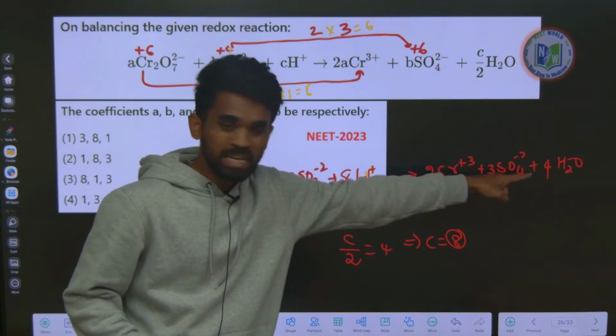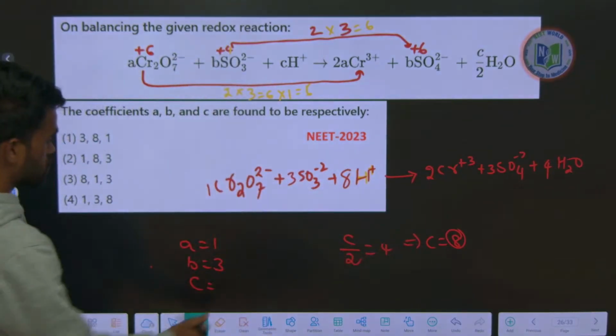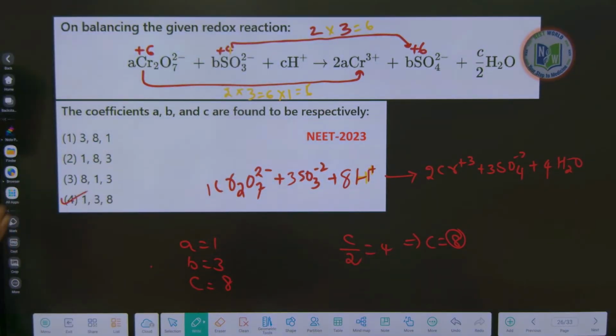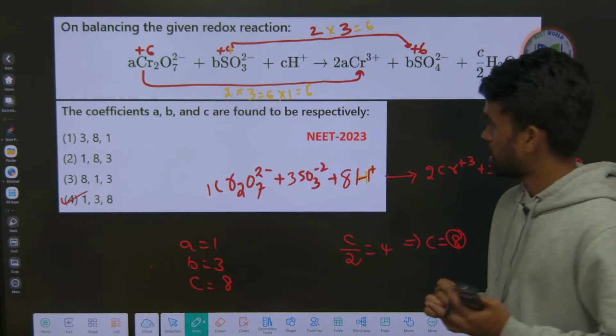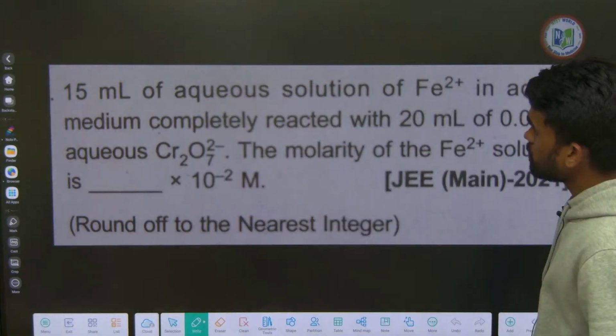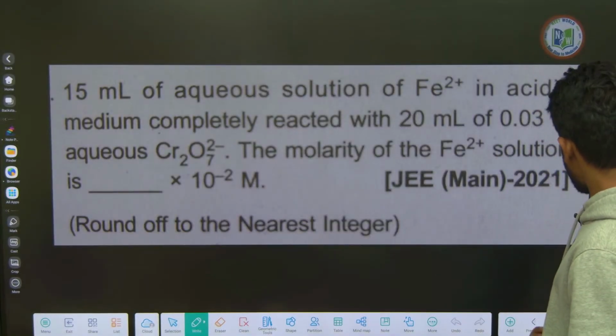C by 2 is nothing but equal to 4, so C will be 8. So your 1, 3, 8, fourth option will be the perfect answer for this question. Is this clear or not? Right. Next, this question also we will do today.